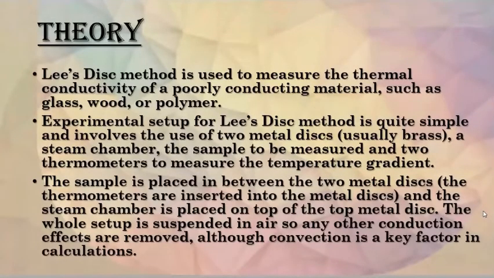This experiment involves use of two metal discs which are usually made of brass, a steam chamber, a sample whose conductivity is to be measured, and two thermometers to calculate temperature gradient. The sample is placed in between two metal discs and the steam chamber is placed on top of the top metal disc. The setup is suspended in air to eliminate any other conduction effect. However, convection plays an important role in the calculations.